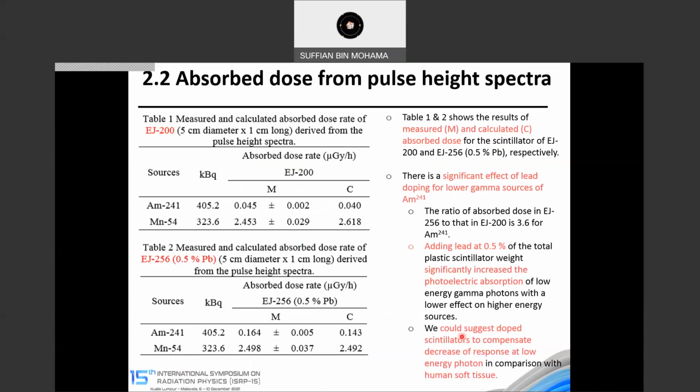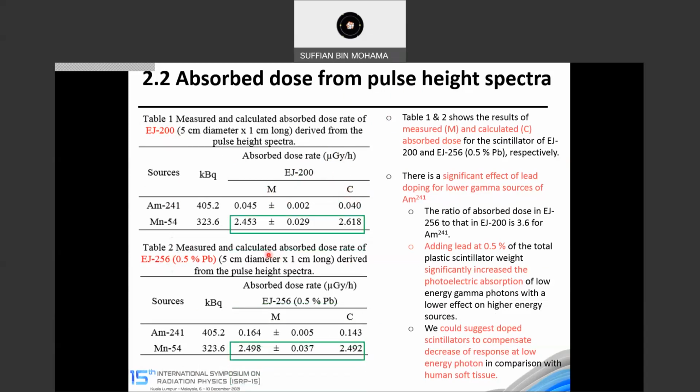So this slide shows the data of absorbed dose in the unit of microgray per hour from the previous pulse height spectra. We have two tables here. Table 1 belongs to EJ200, the standard plastic scintillator, while Table 2 belongs to the lead-doped plastic scintillator. And M is for measured data, while C is for calculated data of absorbed dose rate.